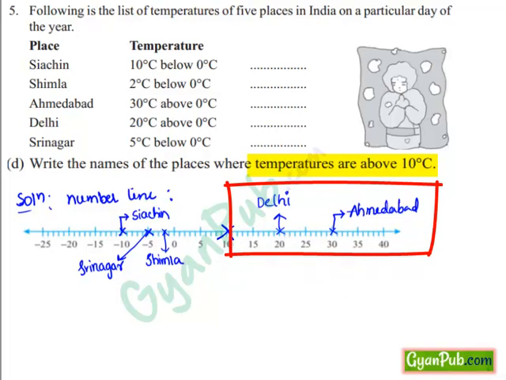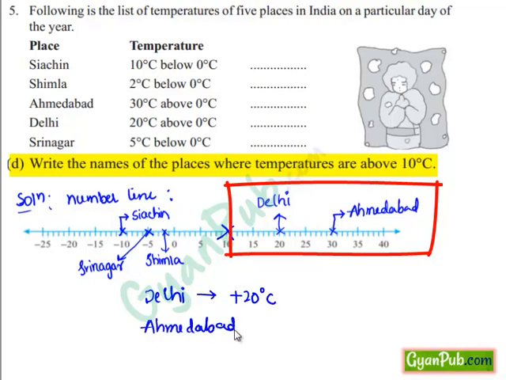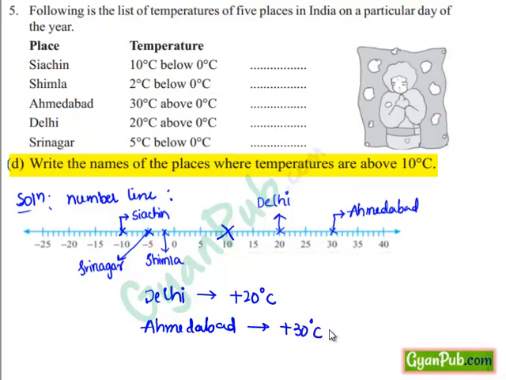So the places Delhi and Ahmedabad are the places where temperatures are above 10 degrees centigrade. So, the places Delhi with plus 20 degrees centigrade temperature and Ahmedabad with plus 30 degrees centigrade temperatures are the places where temperatures are above 10 degrees centigrade.